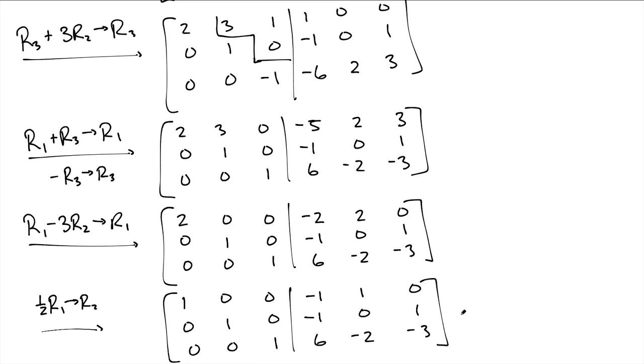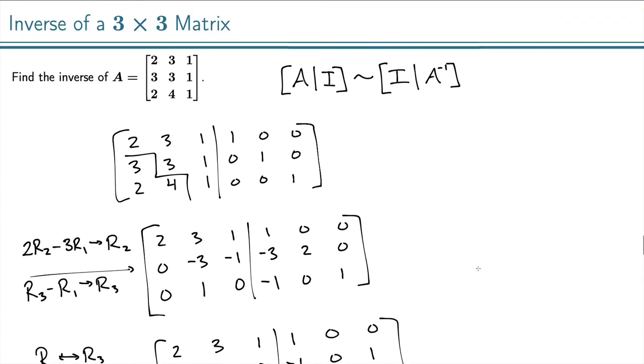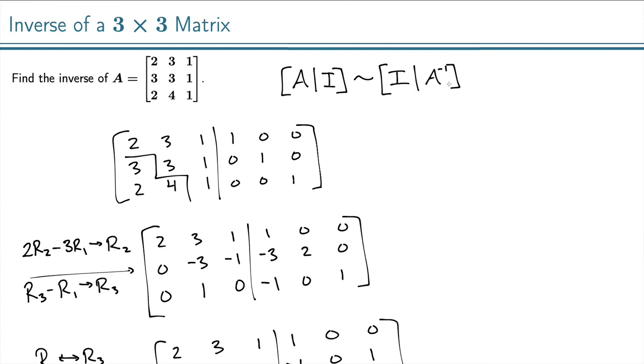Now that was a lot of work. But once you get the identity matrix on the left, the right side is the inverse. And so I'm going to go ahead and just copy this, and then we'll come up here. Okay, and we've got our matrix A here, and I can paste what I just got. Just say that right there is A inverse.